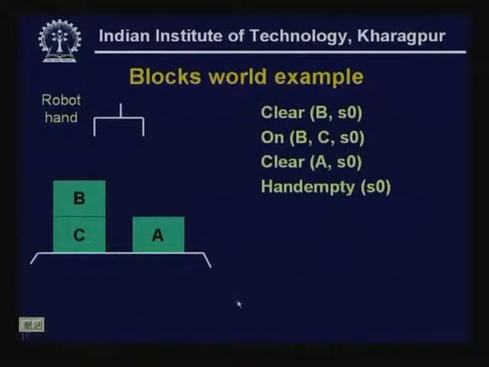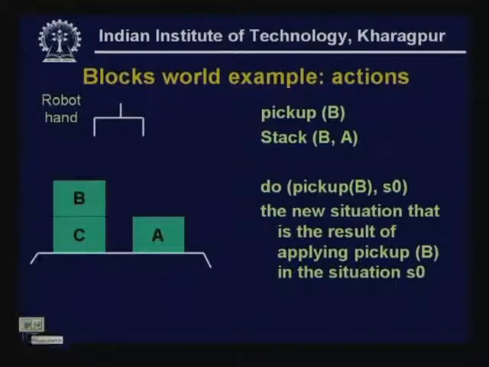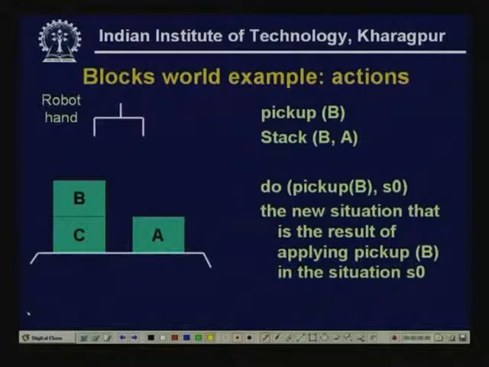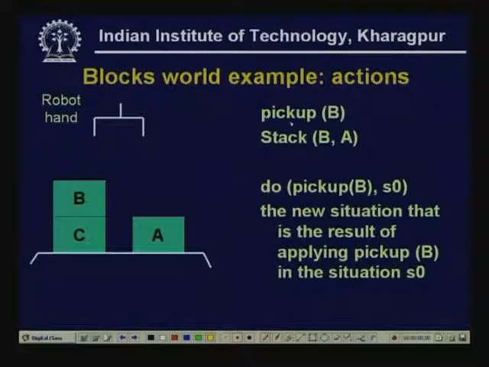Now, let us look at possible actions in the blocks world. Let's take a particular action, pick up. So the action pick up X is the action schema. Pick up B is a particular instance of the action schema. Now suppose the agent executes the action pick up B in the situation S0. So we denote it by do pick up B S0. So this action is executed at situation S0.